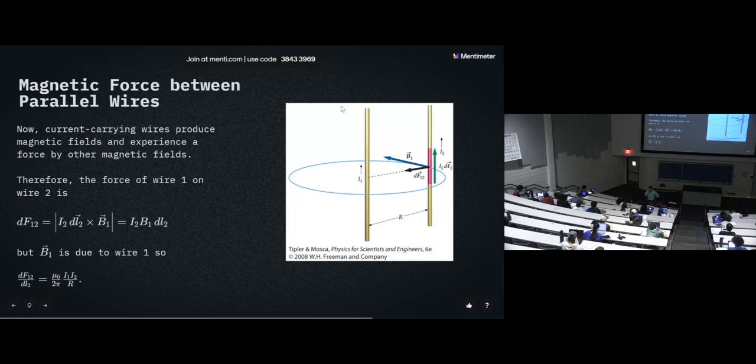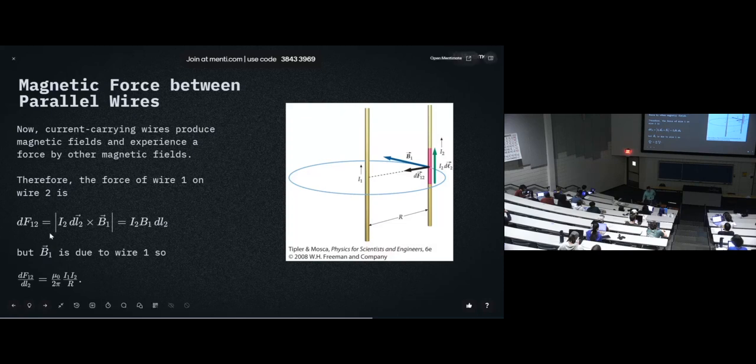Let's see. So here's where things start to get complicated, right? So currents produce magnetic fields. That's what we just discussed. But currents experience forces from magnetic fields. So that means between 2 currents, what you end up getting is a magnetic attraction or repulsion between 2 different currents. Okay?